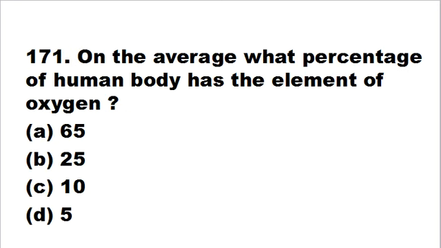On the average, what percentage of human body has the element of oxygen? 65%, 25%, 10%, 5%. So in this question they are basically asking about the percentage of oxygen in the human body. So here on an average, oxygen percent in the human body is 65%. 65% of oxygen is found in the human body.